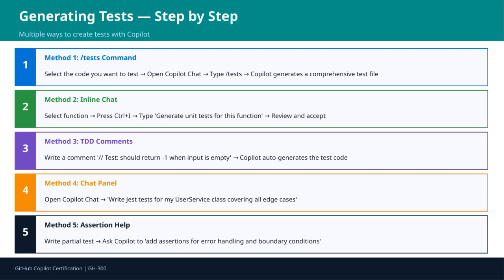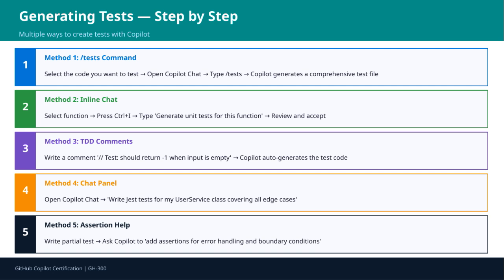Next, the TDD comments approach involves writing a descriptive comment, like //test, should return -1 when input is empty, and Copilot will automatically create the corresponding test code based on that comment. The fourth method uses the chat panel. Simply open Copilot chat and instruct it with requests such as, write just tests for my user service class covering all edge cases, and Copilot will provide the tests accordingly.